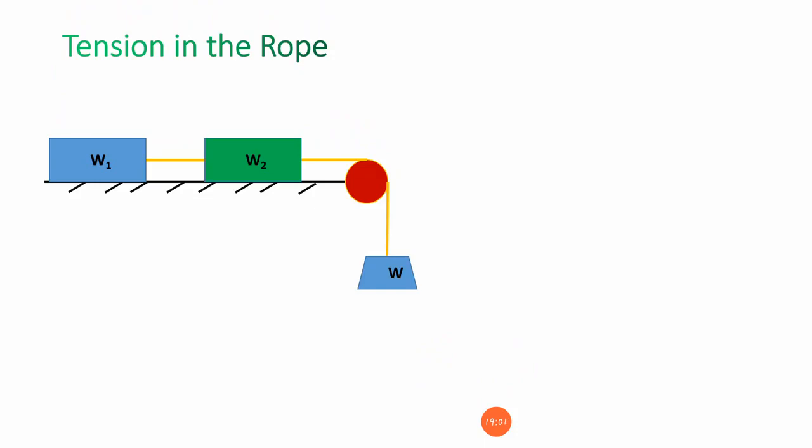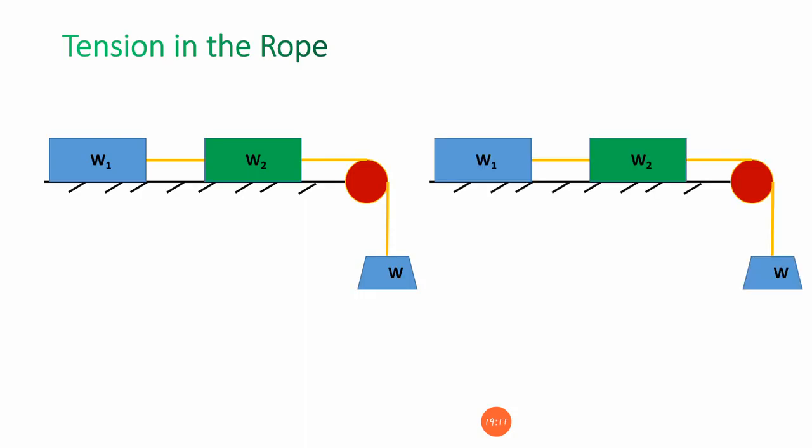So then what will happen? Because of the W, it is trying to move W1 and W2 in the rightward direction, and this W is going to be moving in the downward direction. So in this case, what tensions are going to be developing, we can see here. T1 is going to be developing between the W1 and W2 masses.